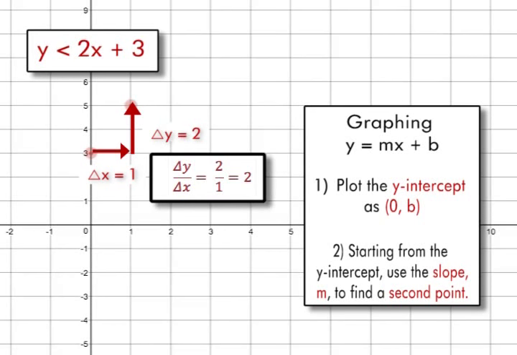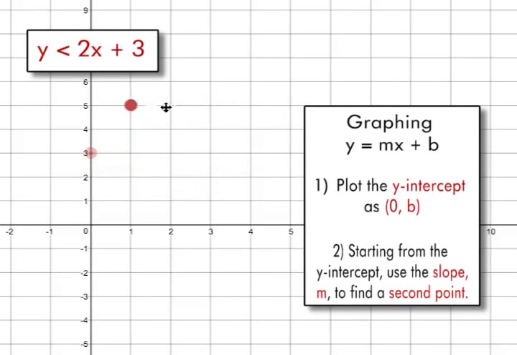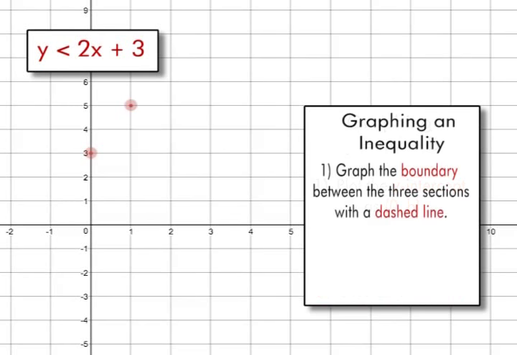Now if I want more points, I can certainly add them by going right 1 space and up 2, or if I'm out of room in that direction, I can reverse those directions and go left 1, down 2. Either one works. But for a line, I really only need 2 points. So now we are going to draw that boundary as a dashed line.